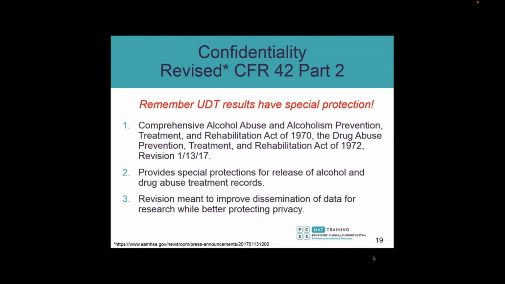That information that would reveal people had those is specially protected and requires a release of information that specifically states that that information is to be released. This code was revised on January 13th, 2017, to be more specific: you not only have to specify what's being released, but specifically to whom it's being released and for how long. It also made it a little easier to allow release of this information to entities that are performing research, so that it would not preclude the ability to do research. As I said, the revision is meant to improve the dissemination of data for research, while better protecting privacy. So that's important to know: if somebody calls you and wants to know their urine drug testing, make sure you have the appropriate release of information for that.